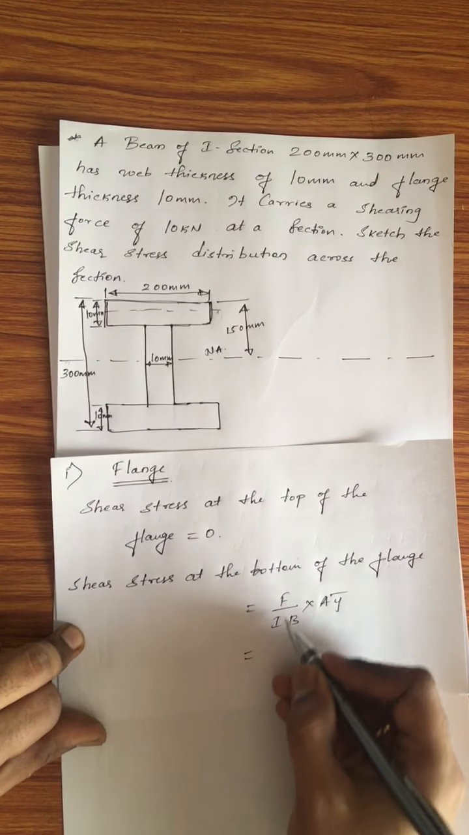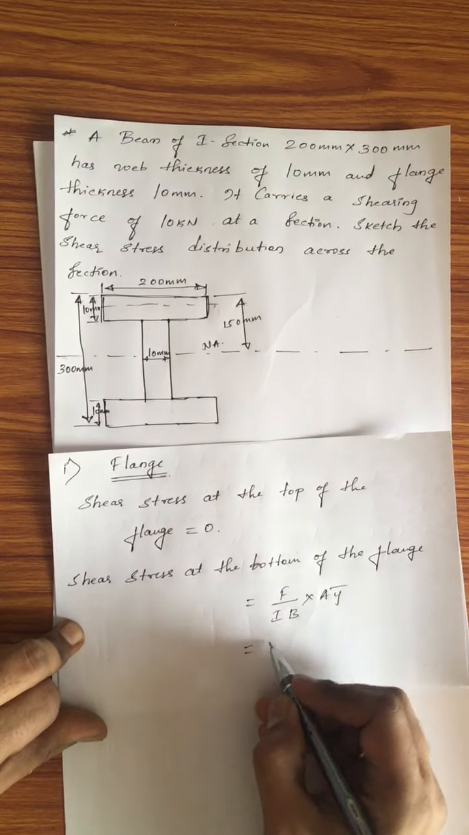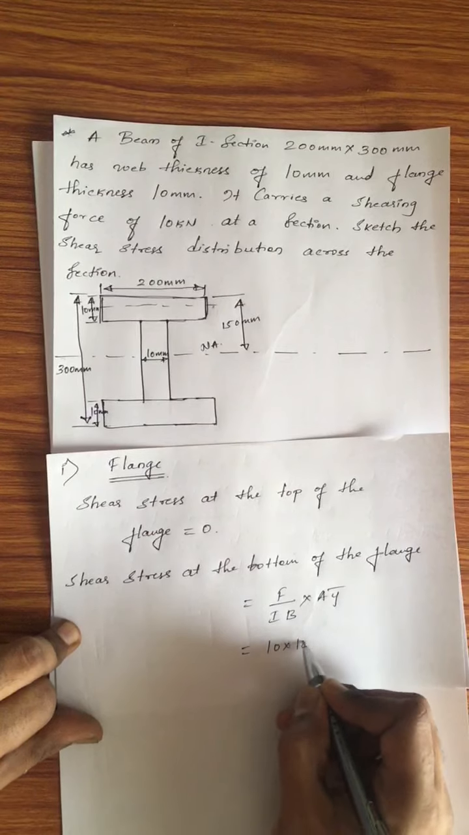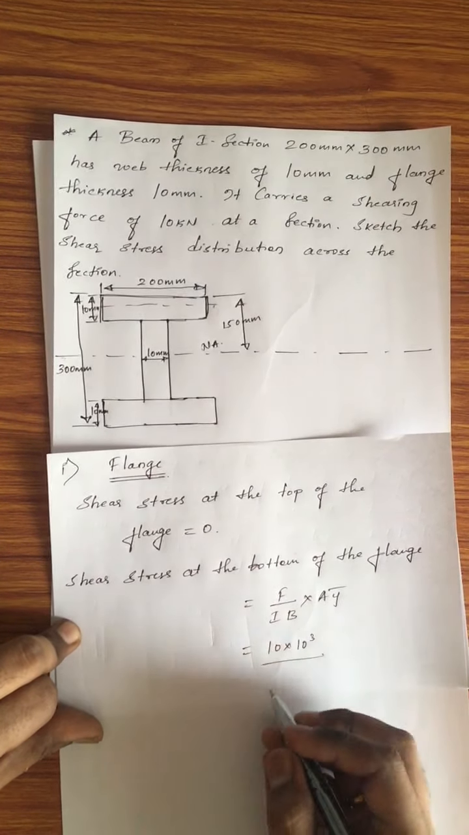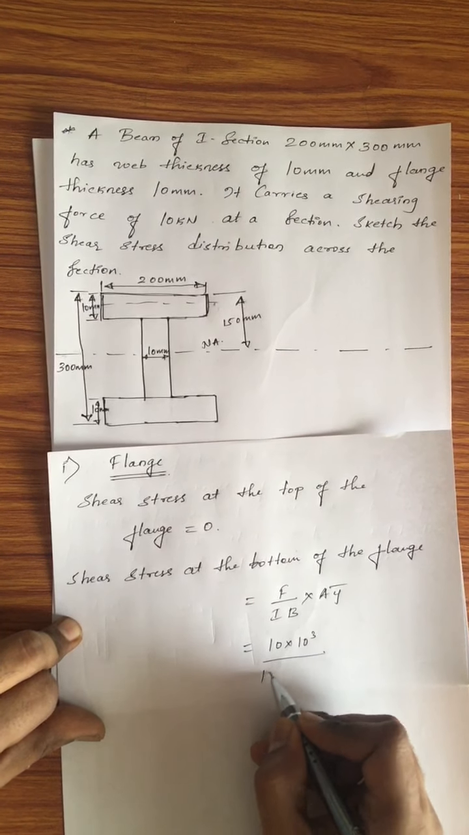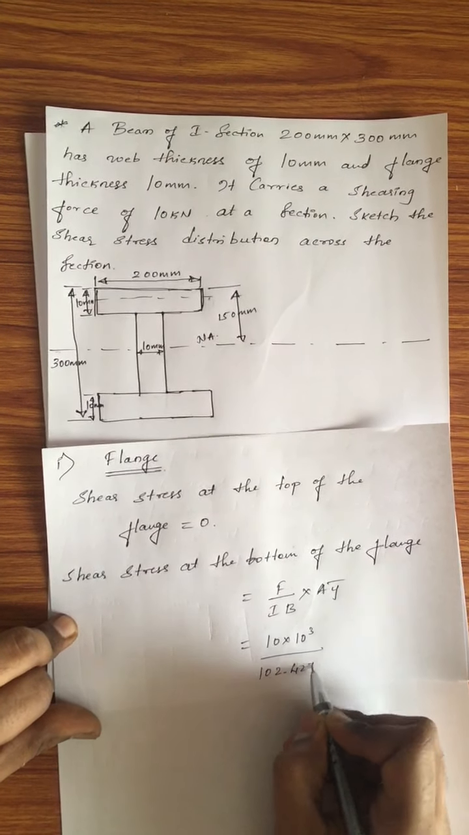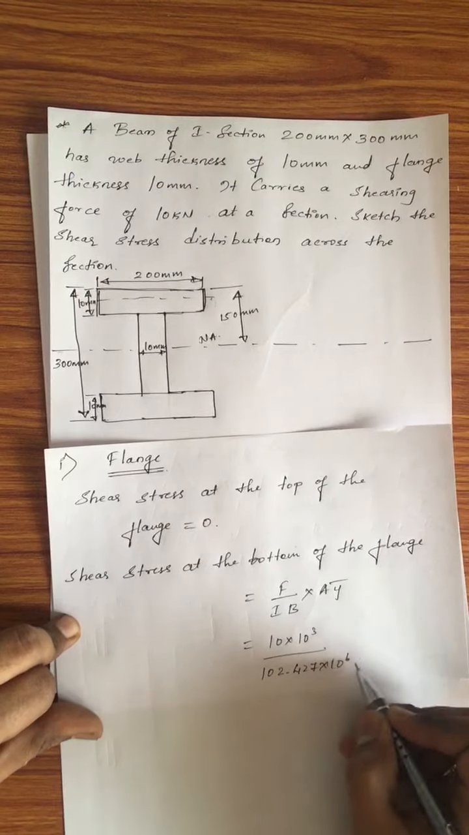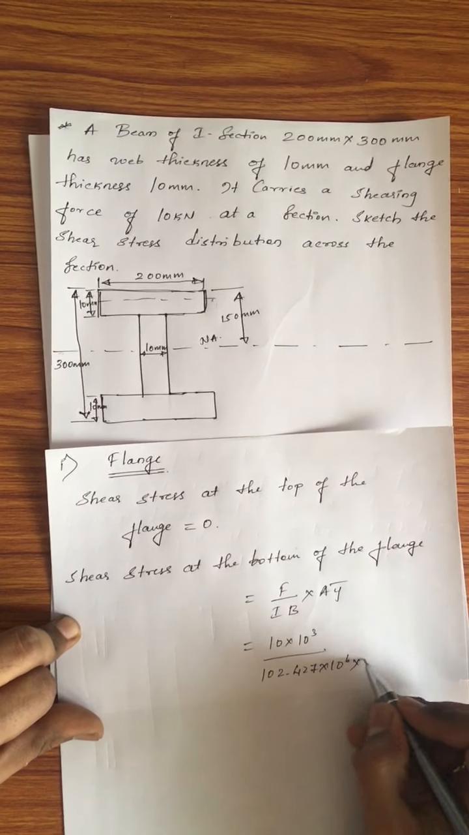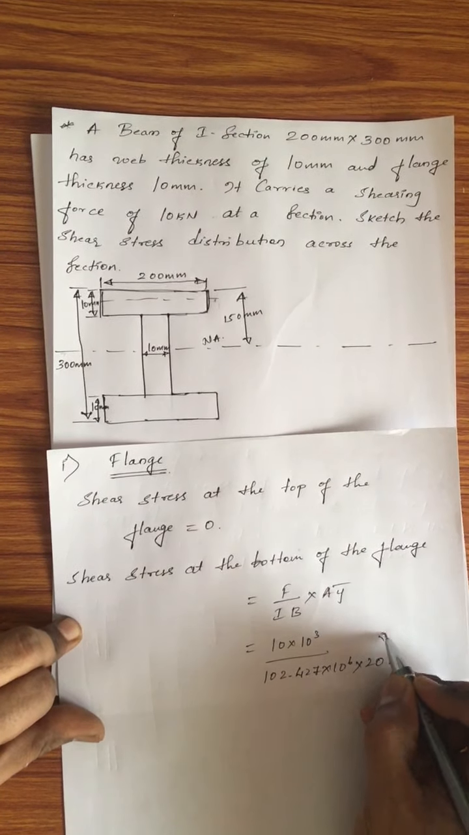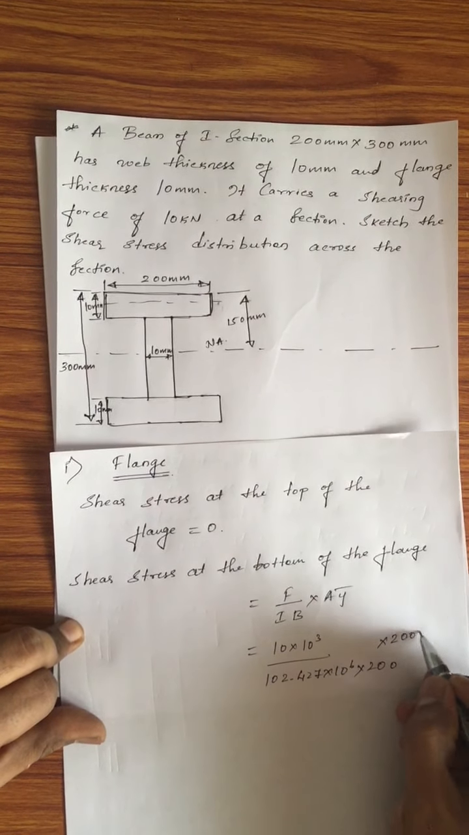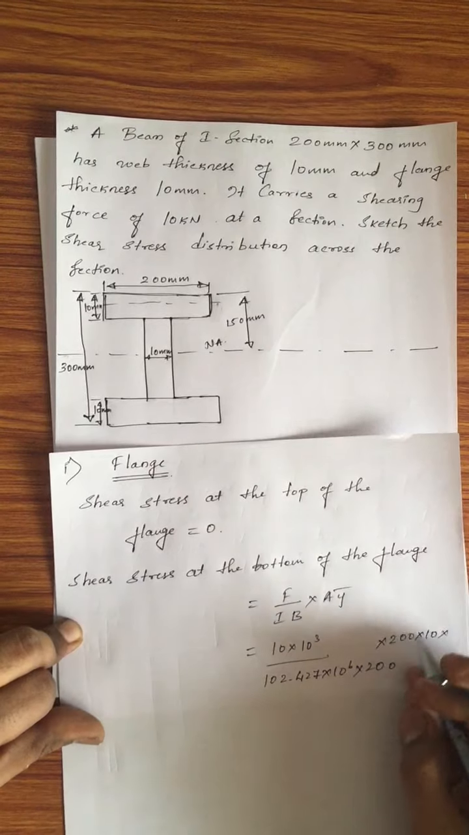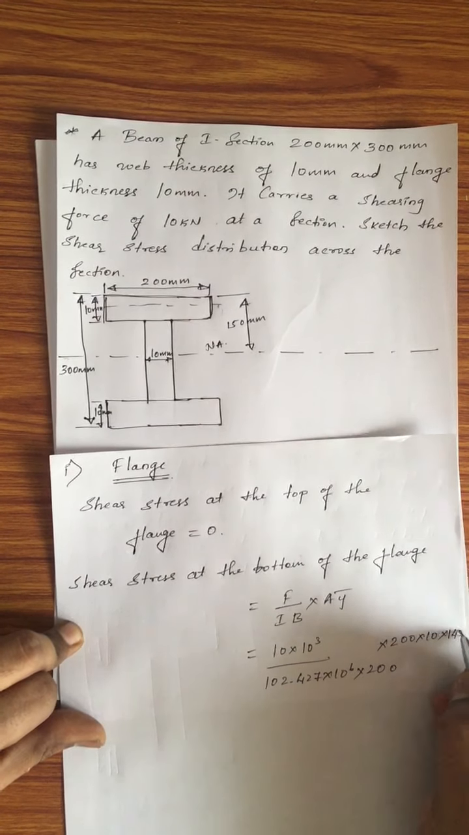So the force is given as 10 kilonewton, that is 10 into 10 power 3 Newton, divided by the moment of inertia that we found out, which is 102.427 into 10 power 6, into width, which is 200, and this whole into area, which is 200 into 10, into this is 145.